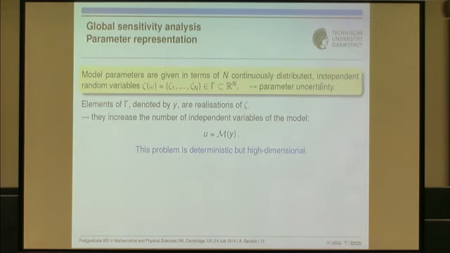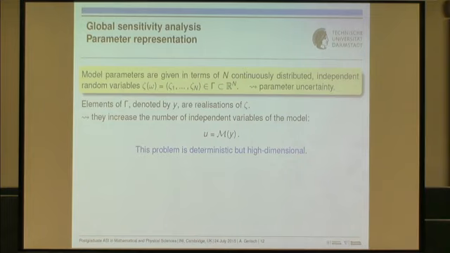Right. So we're now changing our model parameters a little bit. We've just said model parameters are given in terms of random variables. So for one model parameter, you might have 2 or 3 or 4 random variables which describe it.